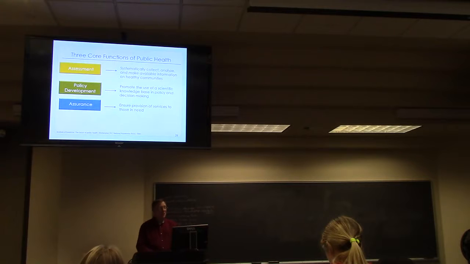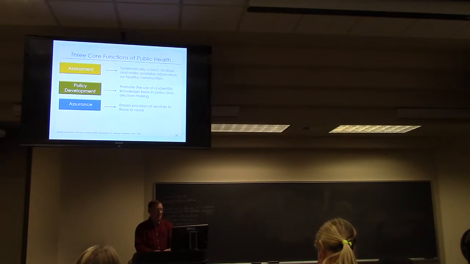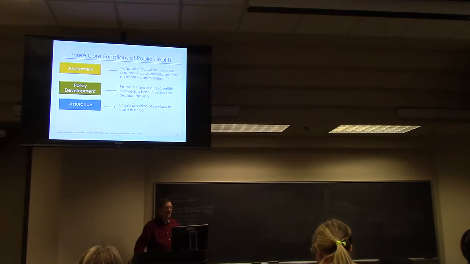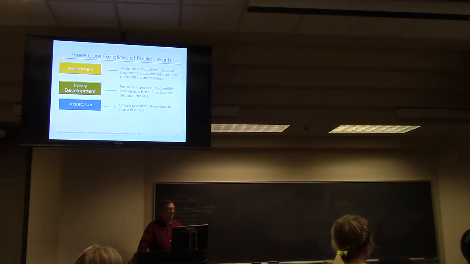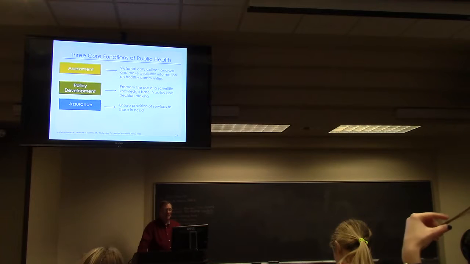Okay, there are three core functions of public health, broadly, and we've already talked about those. First one is assessment. That's just systematically collecting, analyzing, and making available information on healthy communities. Policy development promotes the use of a scientific knowledge base in policy decision making. And then finally, assurance is just setting up a method to be sure that things are being done as they should.